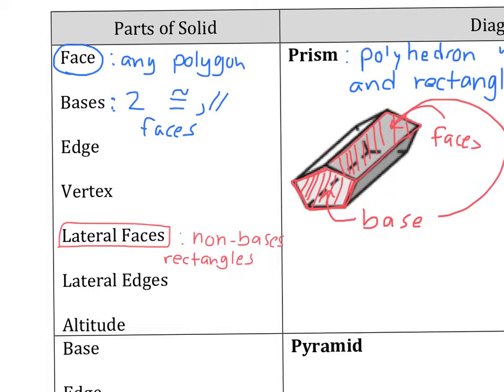Okay, so far, bases are congruent and parallel faces. Lateral faces are everything else, and in prisms, they're always rectangles. So, what are the other components?